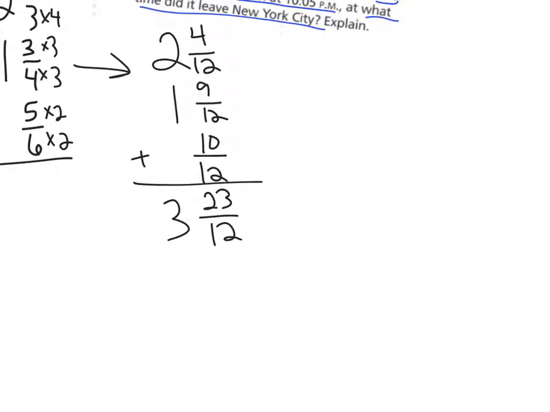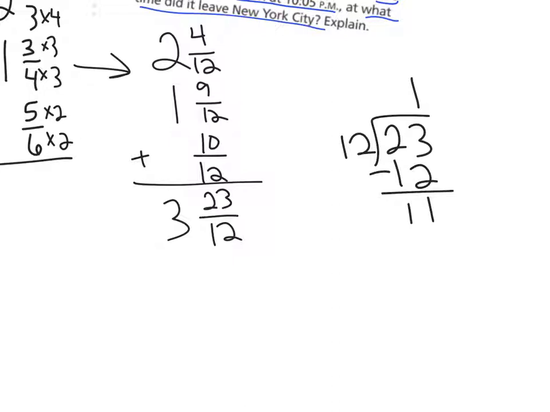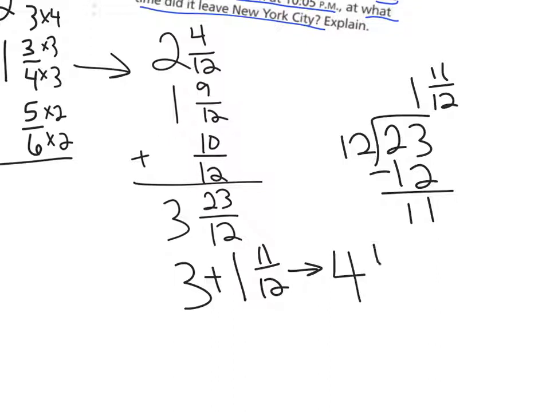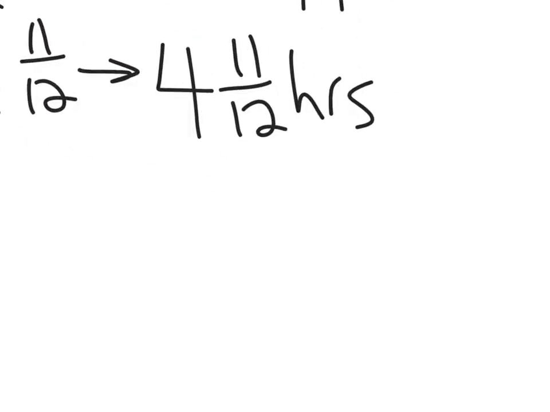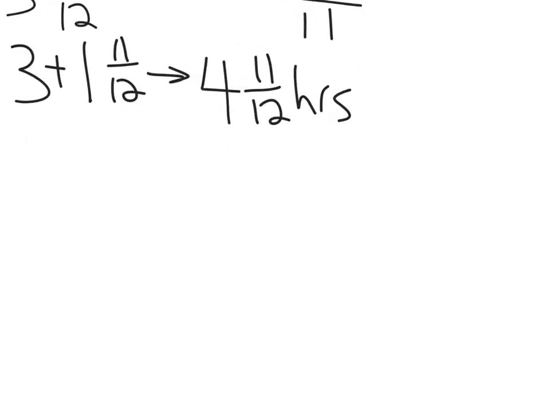23/12 is definitely greater than 1, an improper fraction, so we can divide that. 12 goes into 23 one time, and then we have 11 left out of 12. So we have 3 plus this 1 and 11/12 altogether would be 4 and 11/12. That's 4 and 11/12 hours. I'm still not quite there because I don't know how to subtract 4 and 11/12 hours from a given time.